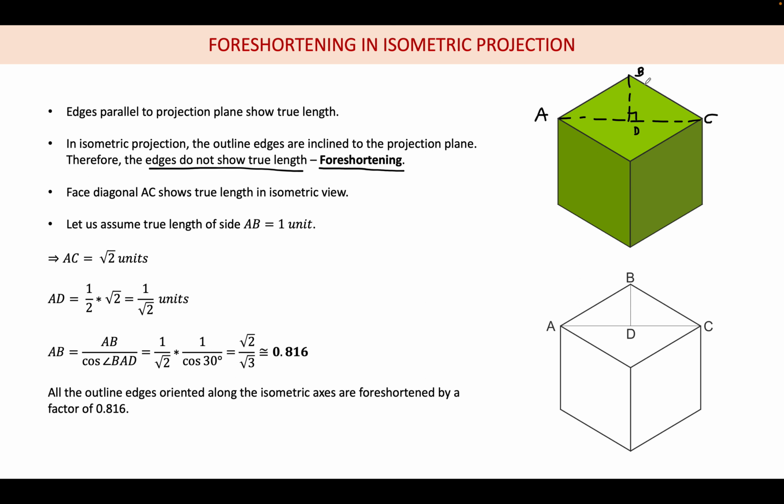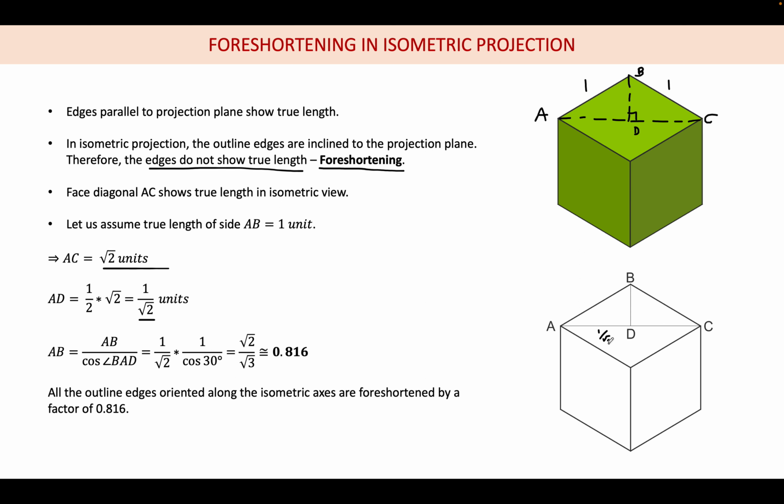Let us say that our AB is 1 unit. AB and BC will be 90 degrees to each other in the real object, though in this orientation it won't appear as 90 degrees. Therefore, if you take the Pythagoras theorem, AC will be root 2. So this AD is nothing but half of AC, because this is a bisector. Half of root 2 becomes 1 by root 2. So AD becomes 1 by root 2.